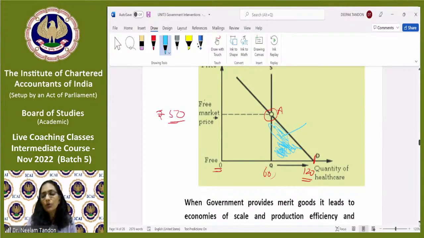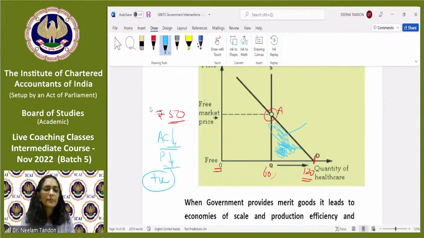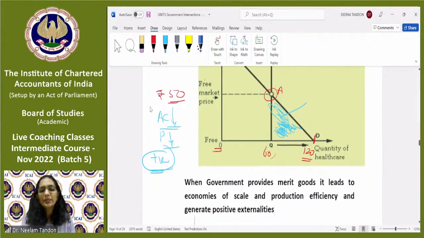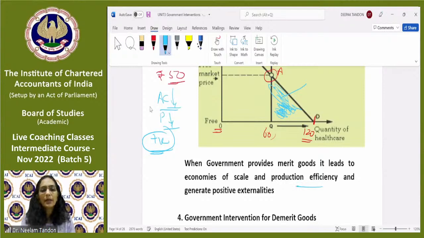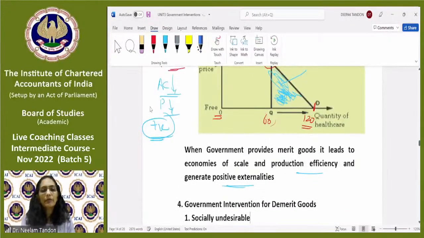Some people, those who cannot afford 1,000, have gone for free. So they have stood in the queue. They have waited for their turn. They had to book online. When they got a chance, then they went for it. So when government provides a merit good, it leads to economies of scale. It reduces average cost, it is at a low price, and it leads to extreme positive externalities. You have seen people got vaccinated and how it increased their efficiency. It generated positive externalities, so that is the benefit.